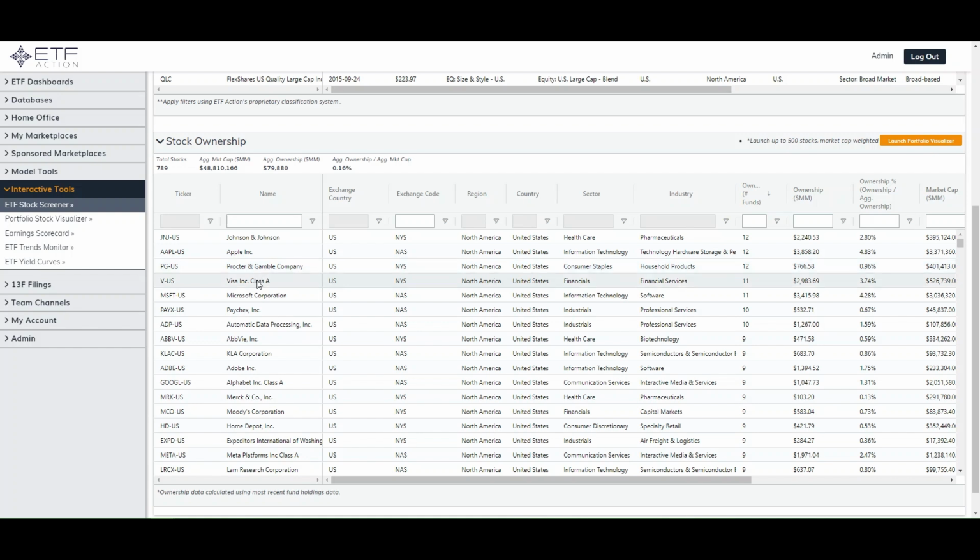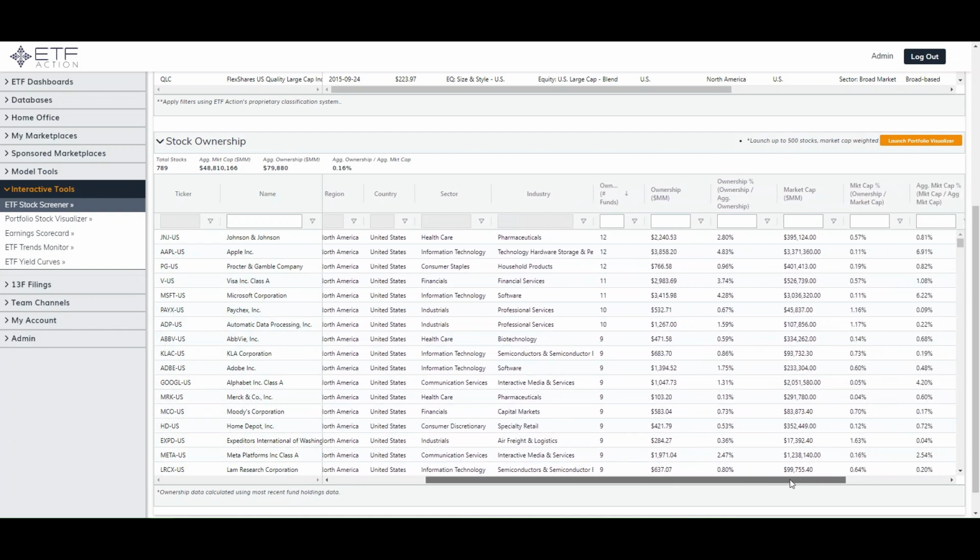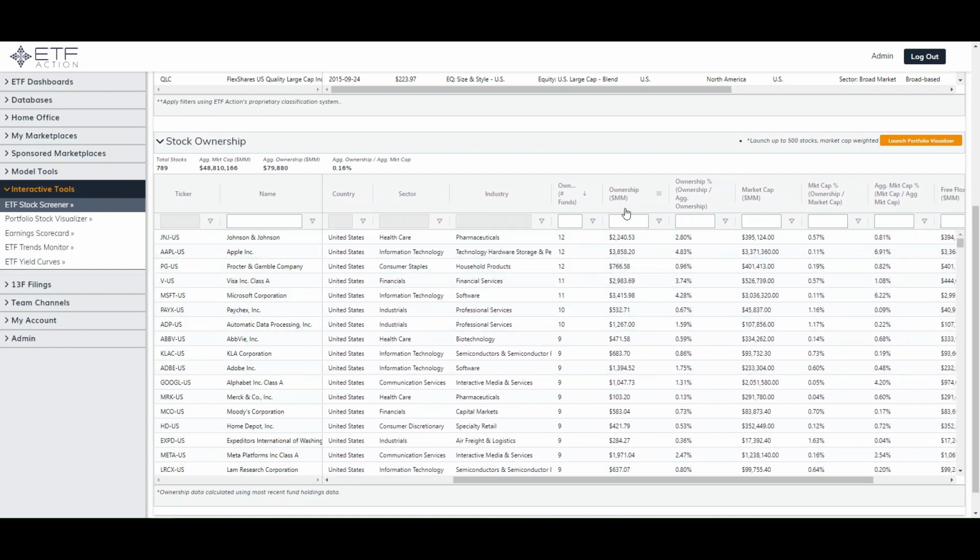Let's look at some of the next names. We've got Visa and Microsoft in 11 of the 14, and then Paychex and ADP are in 10 of them. And we do have other categories over here. If you scroll in the columns, we can see that from an ownership perspective, $2.24 billion of Johnson & Johnson is owned by 12 of the ETFs up top. So 12 of the quality ETFs own $2.2 billion of J&J's market cap. Likewise, Apple, $3.8 billion. And we're just talking about these 14 ETFs.